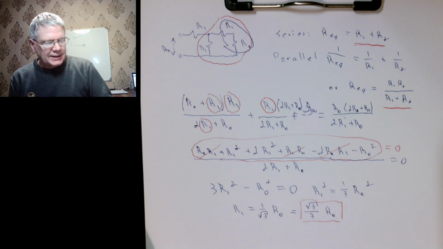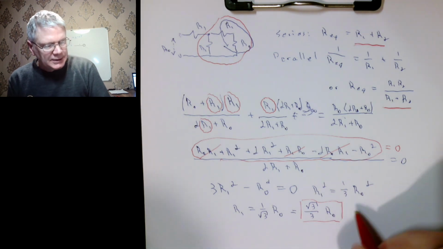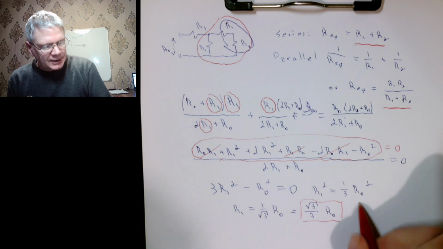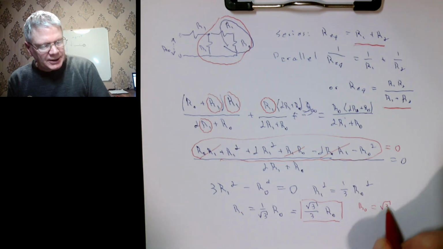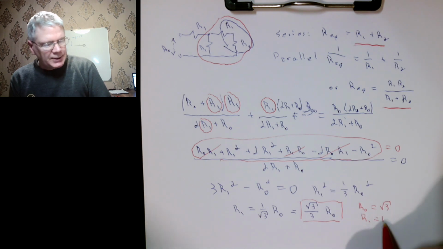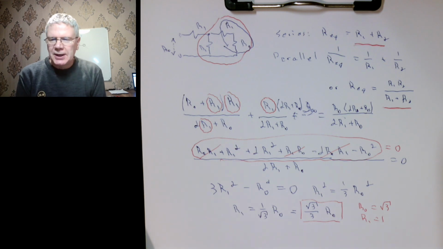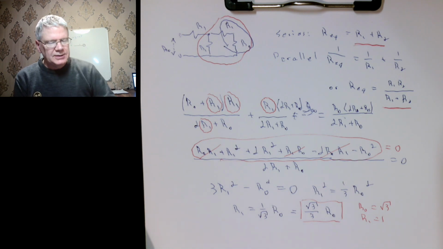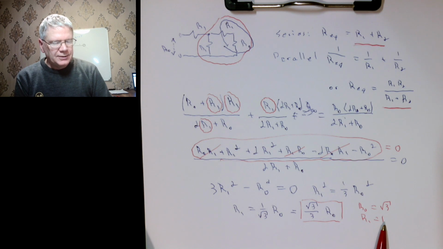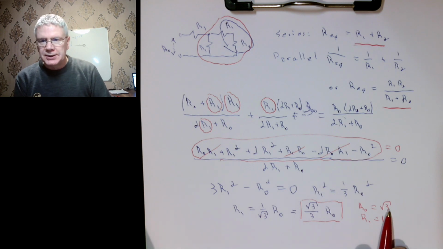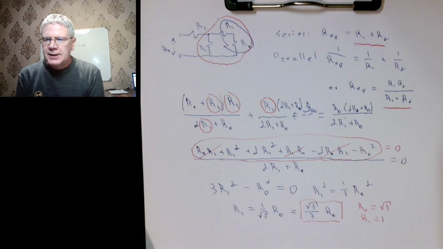You could also try values. If R0 is the square root of 3, R1 will be 1. That's pretty reasonable numbers to work with to check. And this only checks one case. There's always a small chance that your one test case works and it doesn't work in general. But you can check this either in general or just do a quick test case like this. And if you do this, you'll find out that your equivalent resistance is the square root of 3, which is R0. Anyway, you can test that and check that in a number of ways.